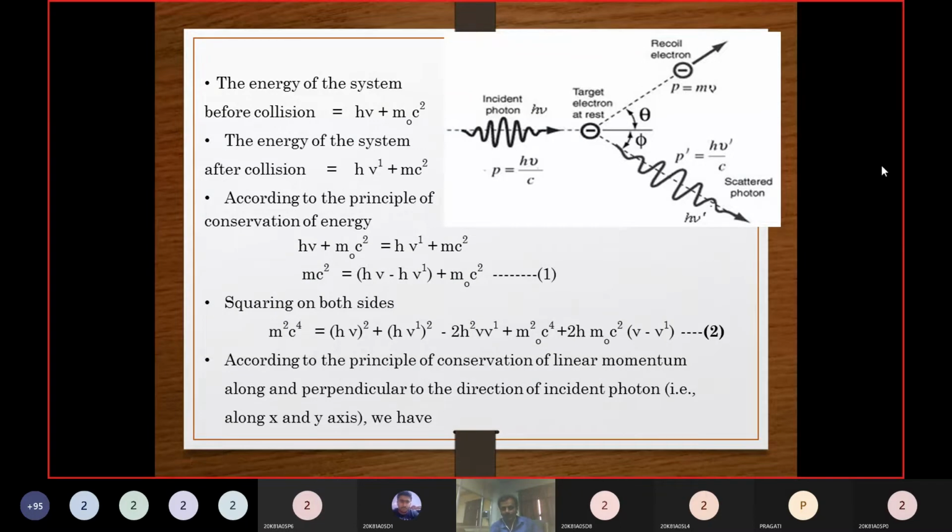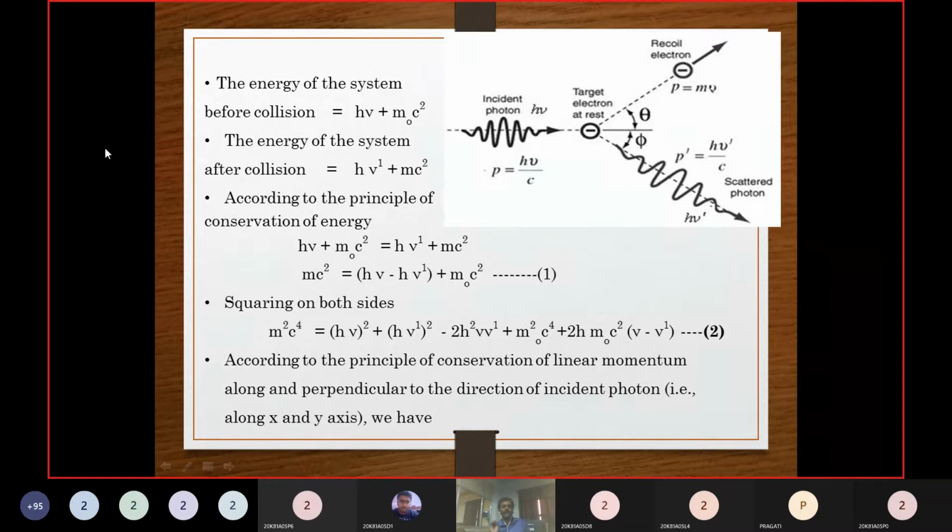We were taking the energy of the electron as m naught, but now the electron is moving with a particular velocity, approximately equal to the velocity of light. If any particle is moving with the velocity of light, its mass also changes, so we consider the relativistic mass. For the electron, the mass is m, where m equals m naught by the square root of 1 minus v square by c square, as we discussed yesterday. So the energy is m into c square.